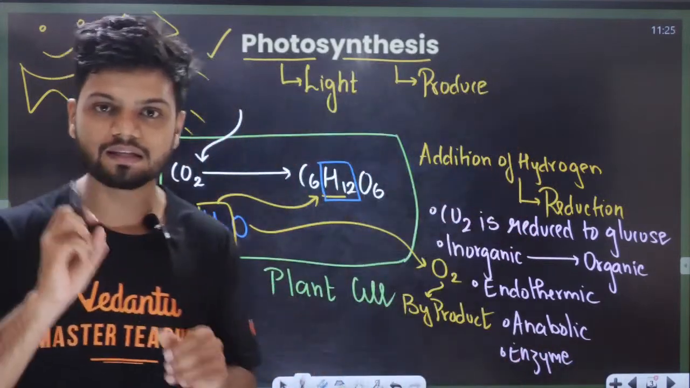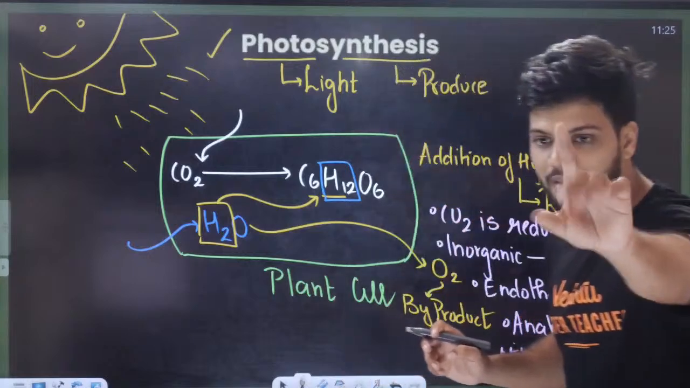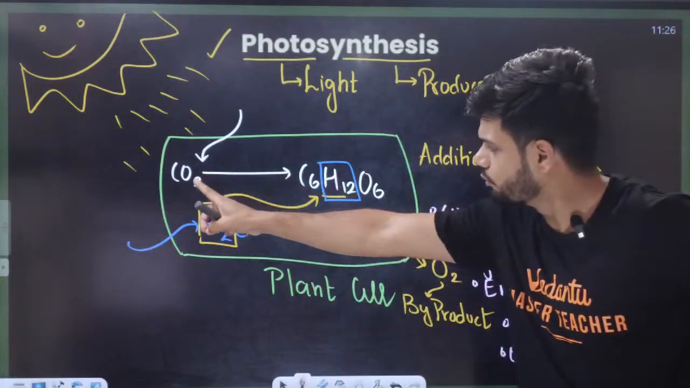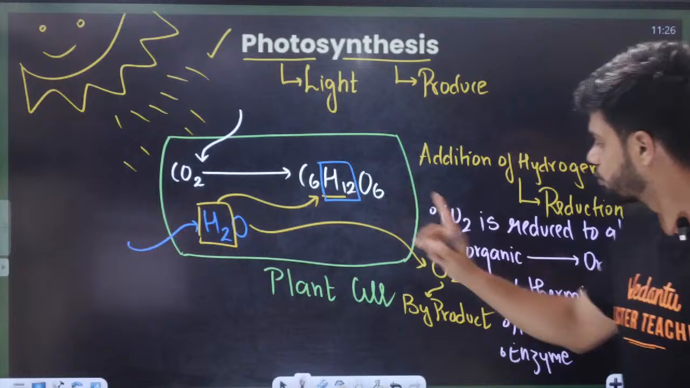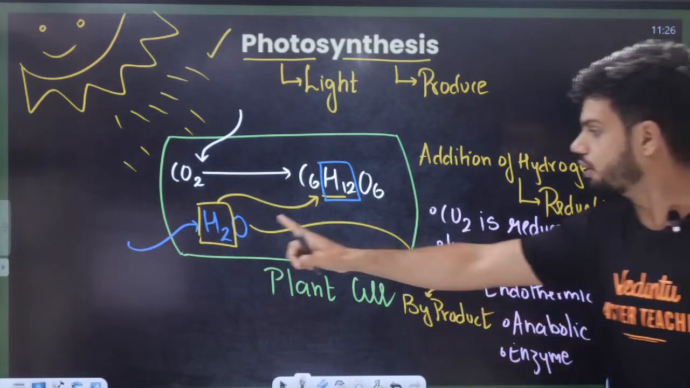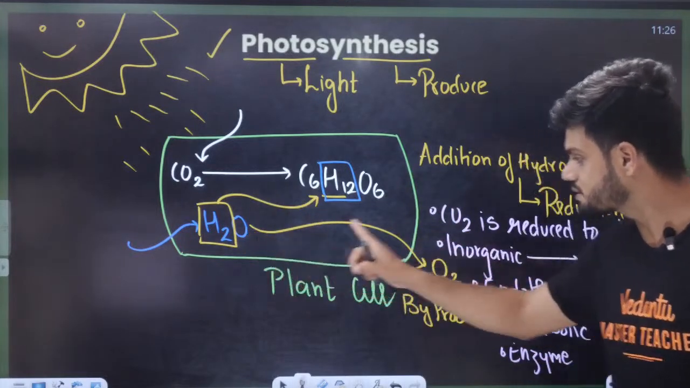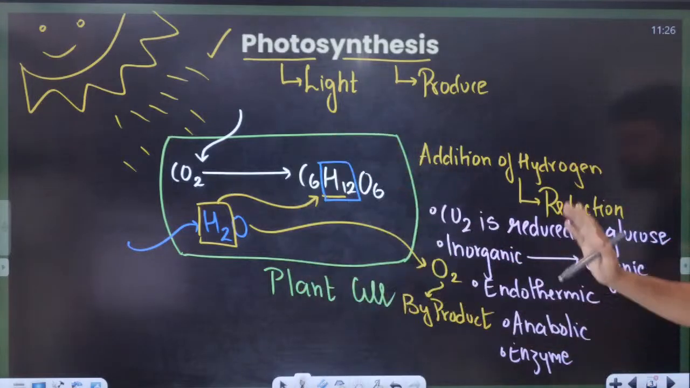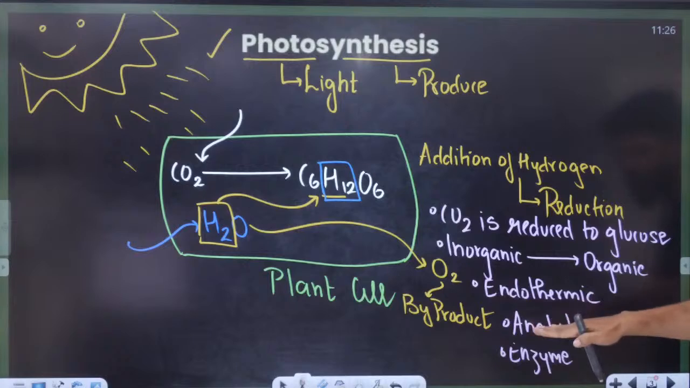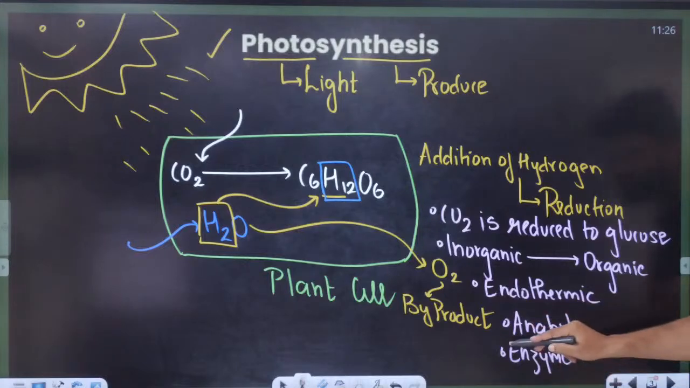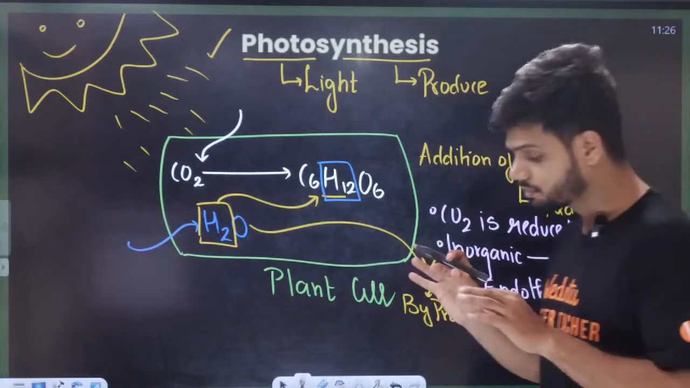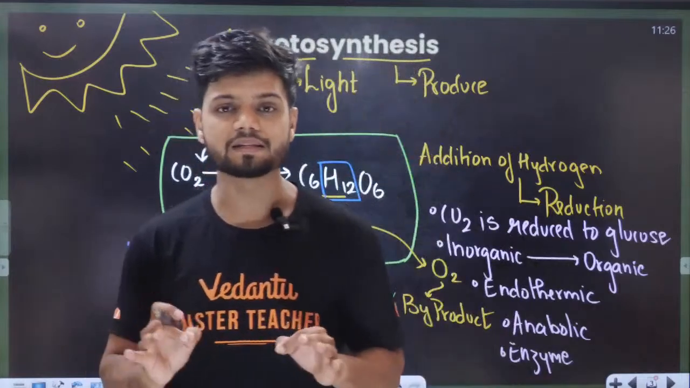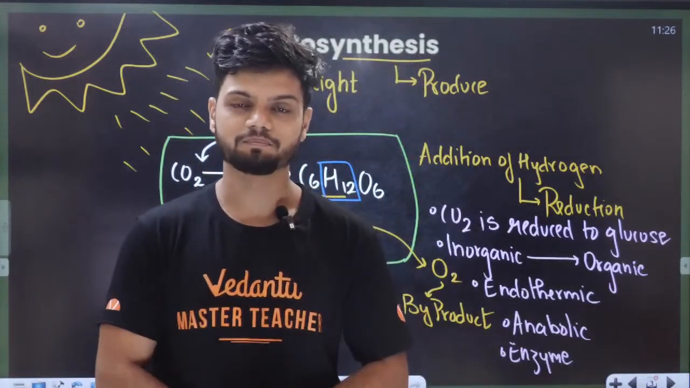So I'll give you a small recap of what we just learned, all of you. Quickly pay attention. CO2 is getting reduced to glucose, reduction process. Water is giving the hydrogen. Oxygen is coming as a byproduct. It is happening in the case of plant cell. It is an endothermic reaction, anabolic and enzyme mediated. From this slide itself, many PYQs have come.